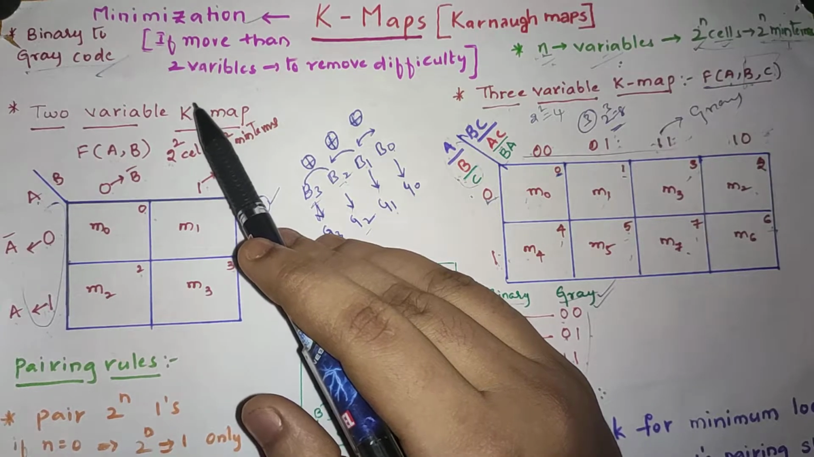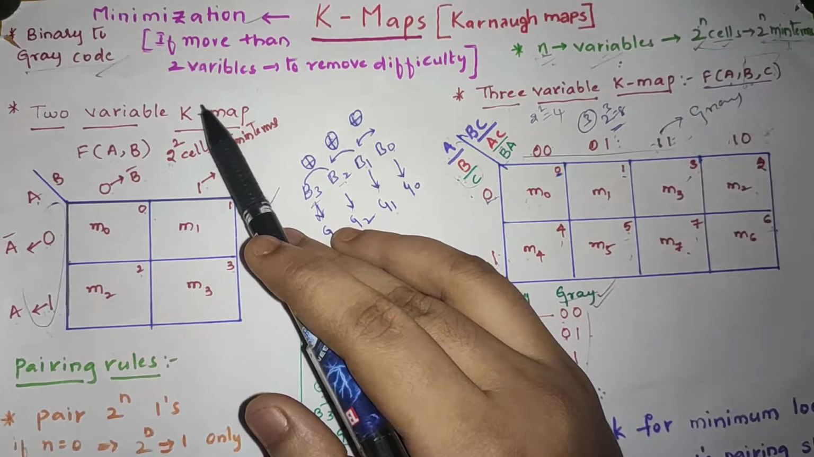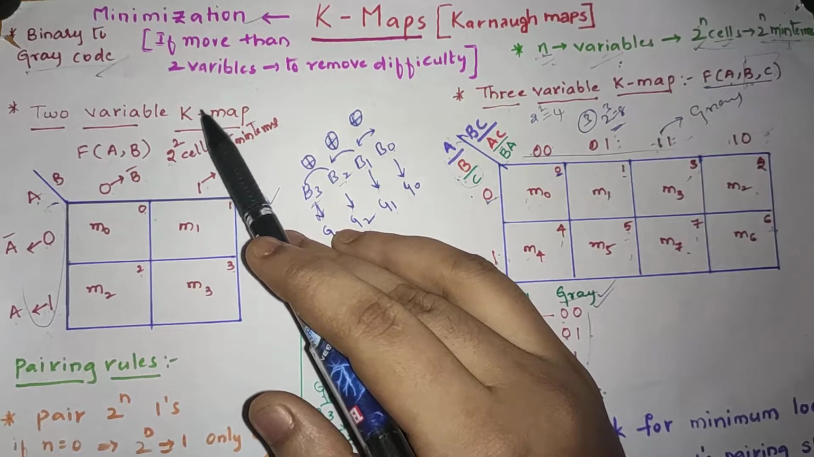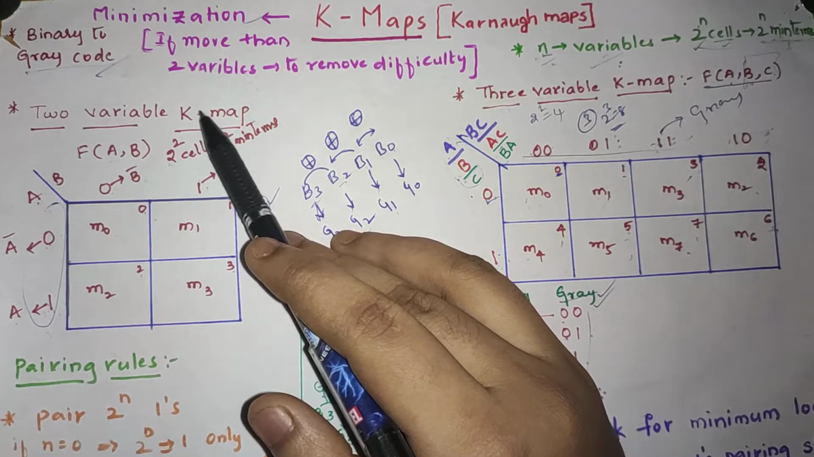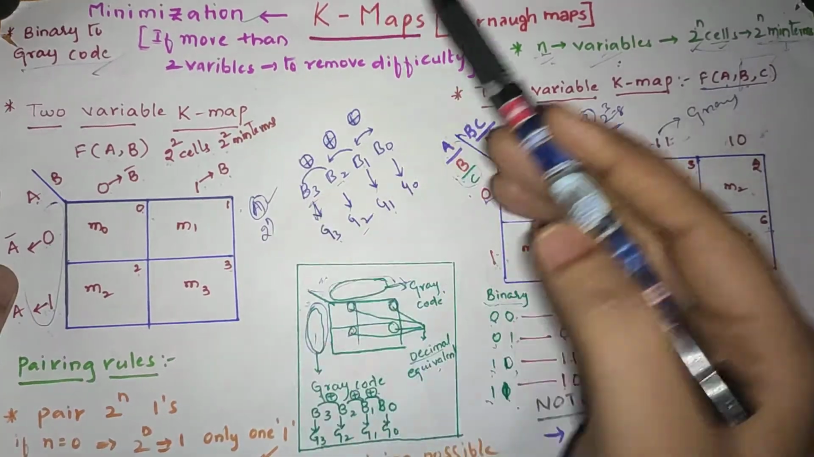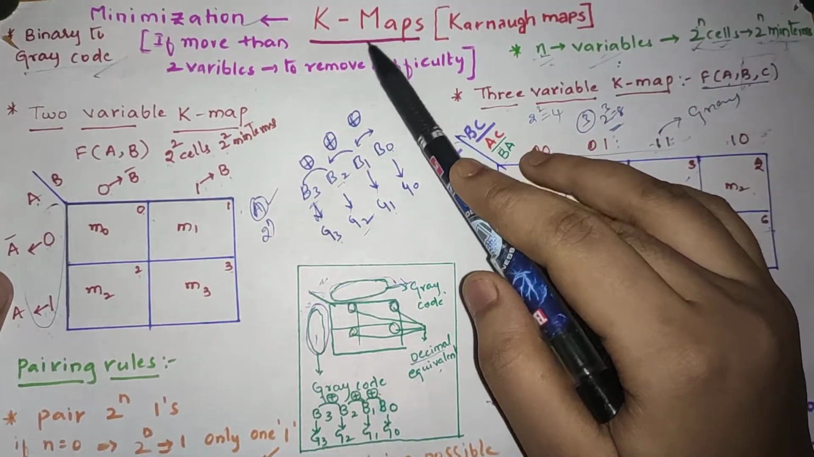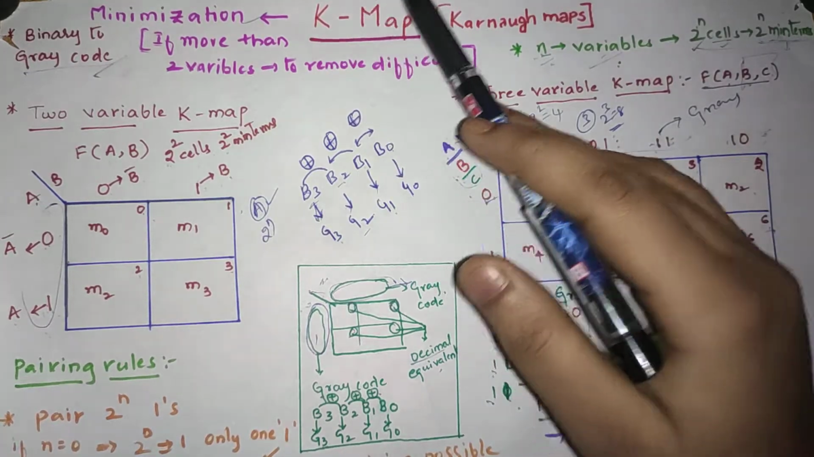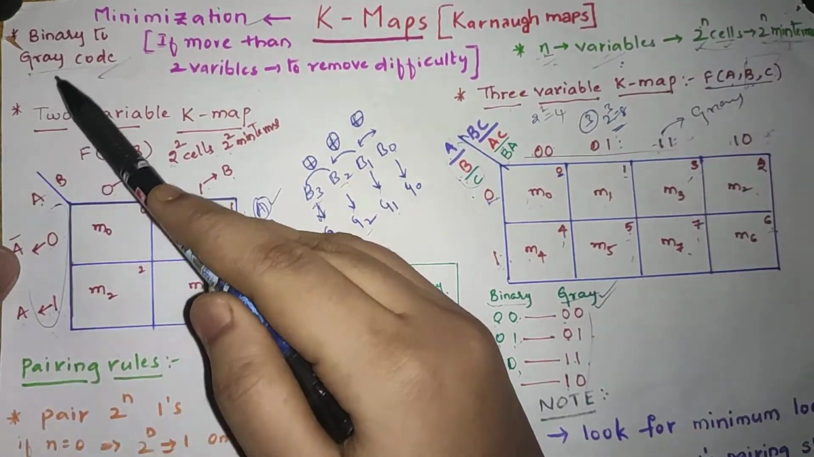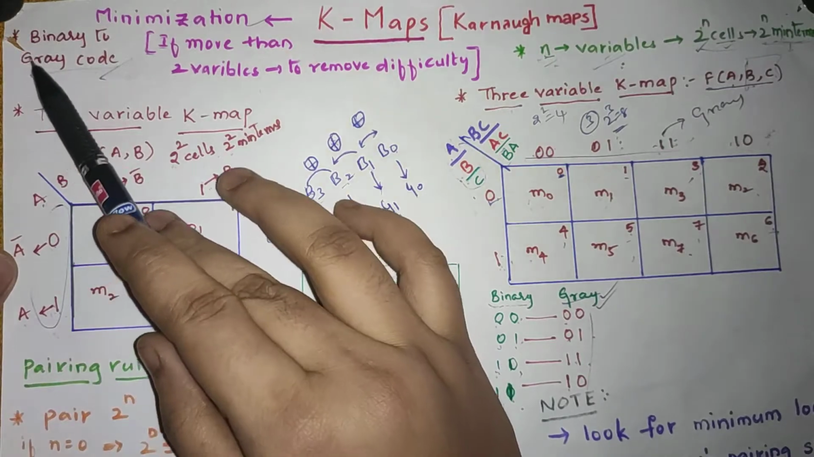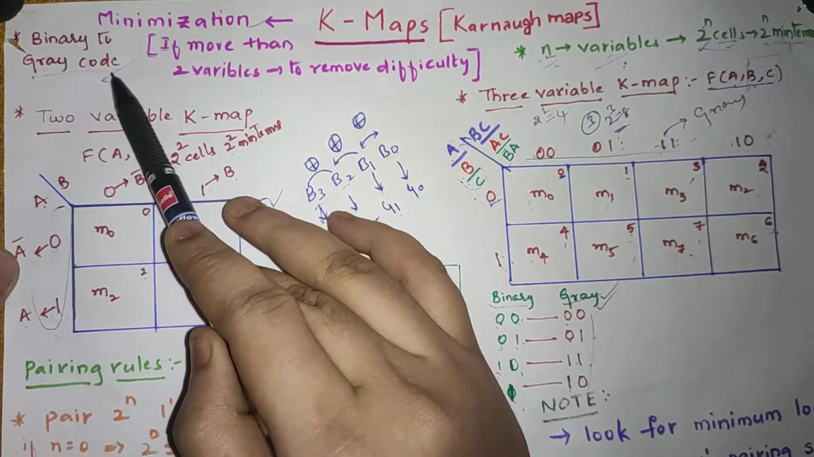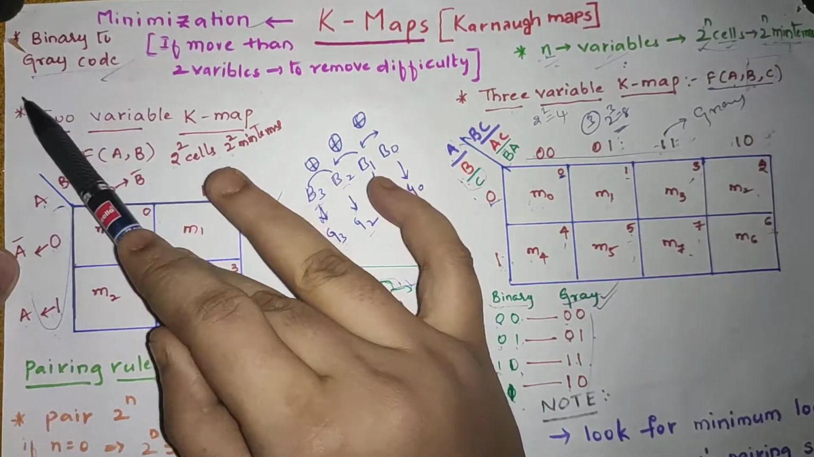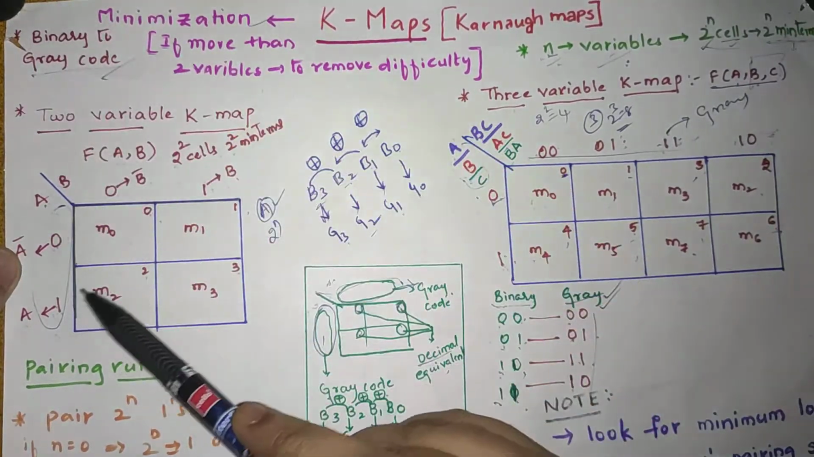But with more than two variables it is difficult to solve using those 4 theorems. It will be so clumsy to solve. So Karnaugh introduced the K-maps, an easy way to minimize any kind of Boolean expression. Before going into the topic, we need to know the binary to gray code conversion: what is binary code and gray code.